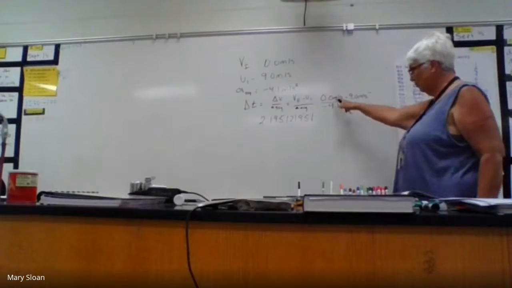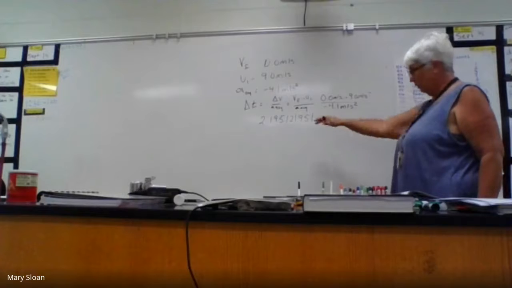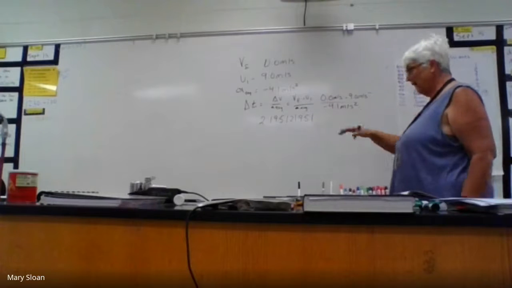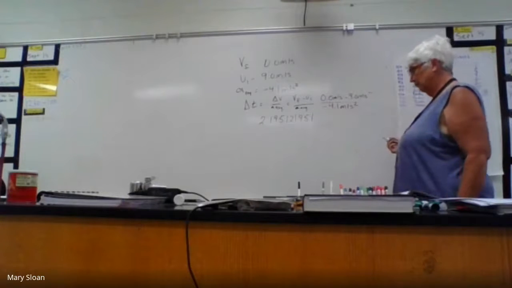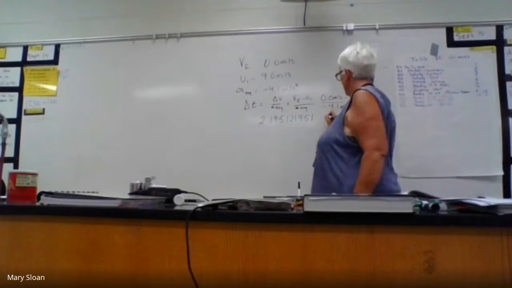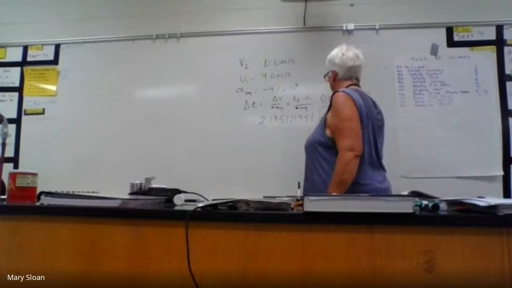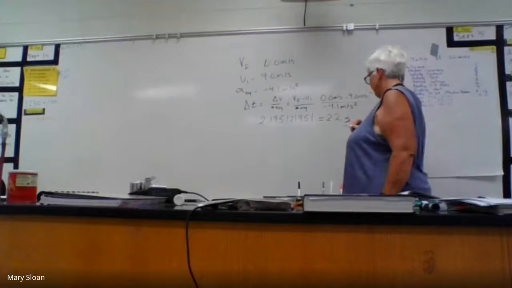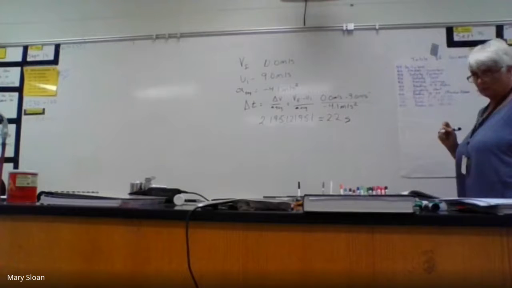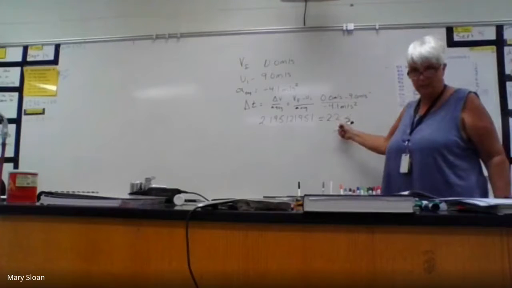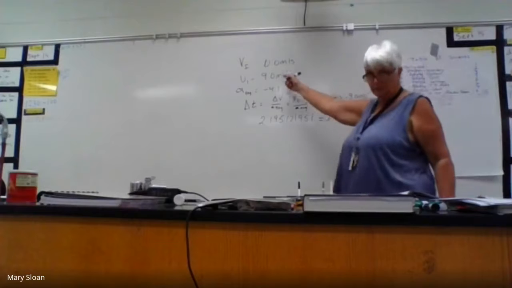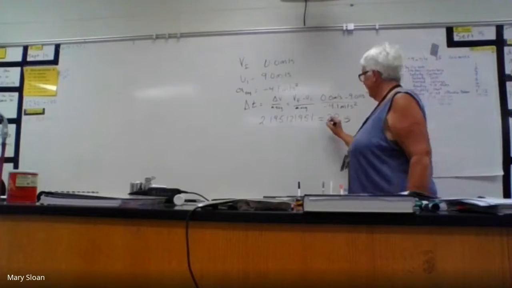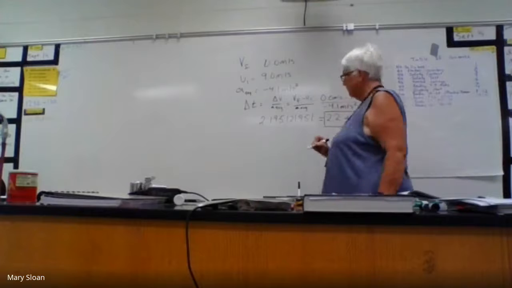So what is my number? Sig fig rule. Here's your number. What is my answer? 2.2. It'd be 2.2, right? Seconds, because we're talking about time, aren't we? We're not talking about displacement. So my answer is 2.2 seconds.